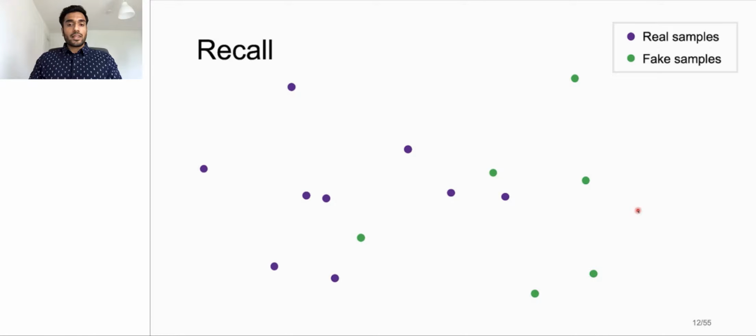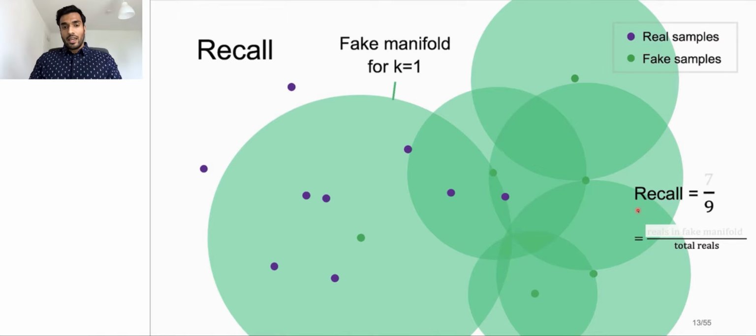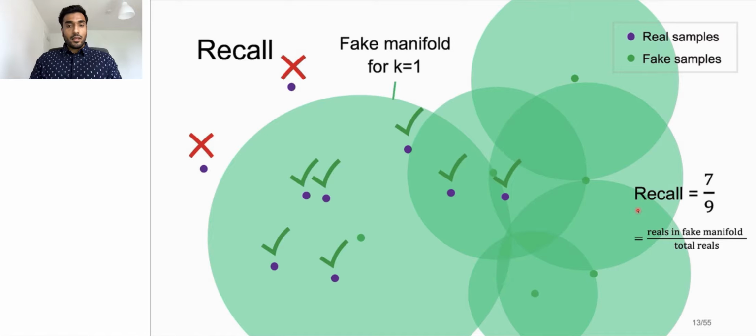Recall is symmetrically calculated, and we generate the manifold on the fake samples. Now we measure how many of the real points fall in this manifold. We see 7 of the 9 points fall in the manifold, so our recall is 7 divided by 9.